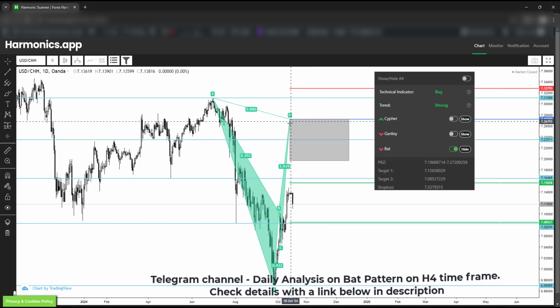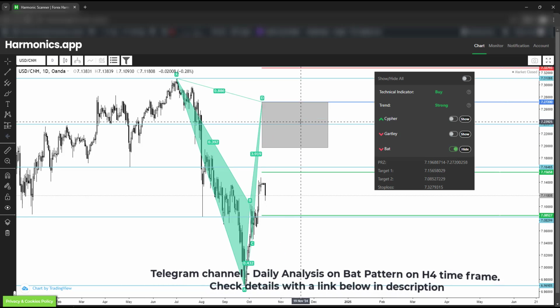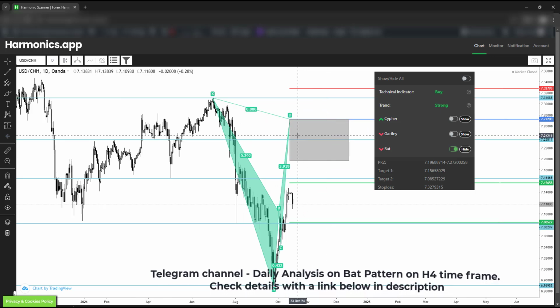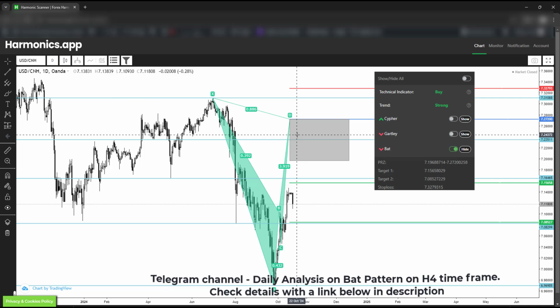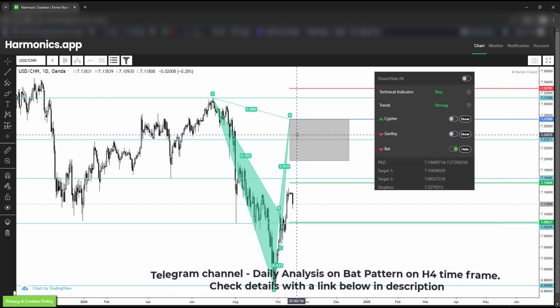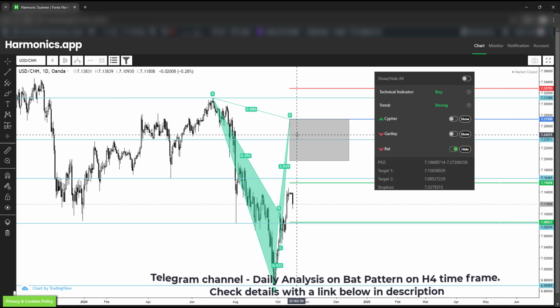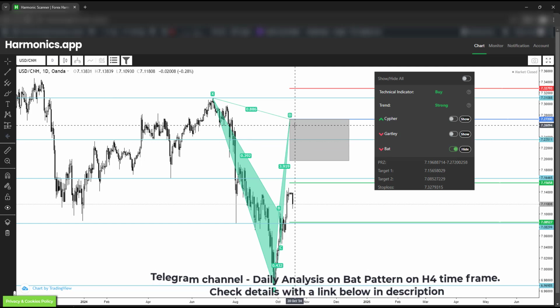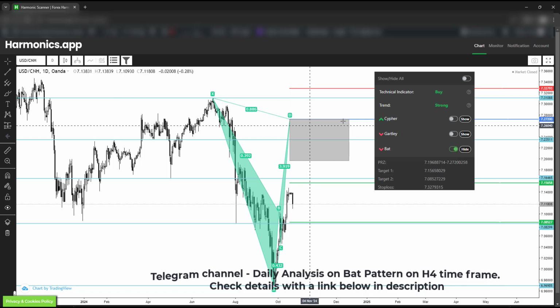Now this one could also potentially be a successful pattern. Later on in this video I will also show you what technical analysis I am doing and what criteria I am using to define whether a potentially formed pattern is successful or a bad one. Now let's continue further on.